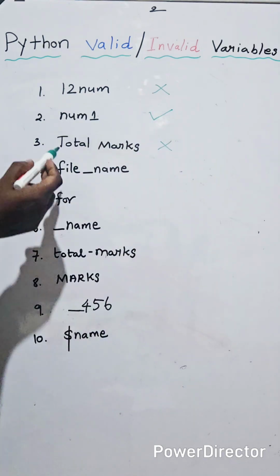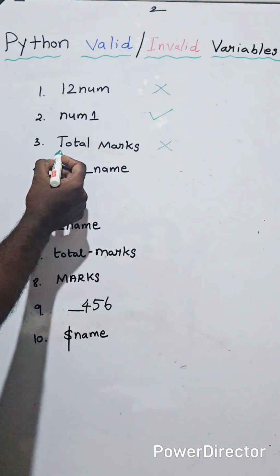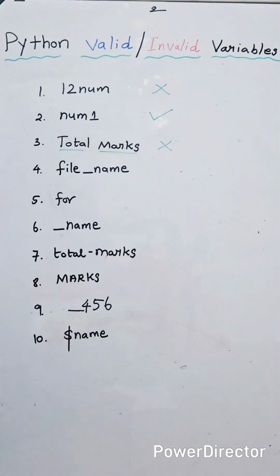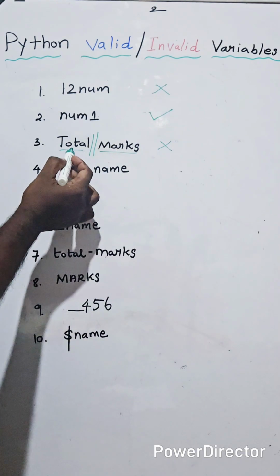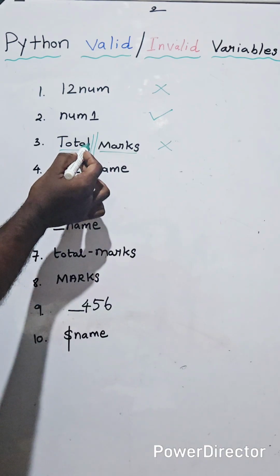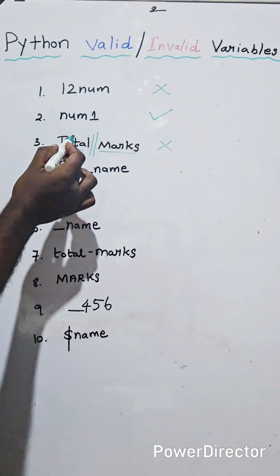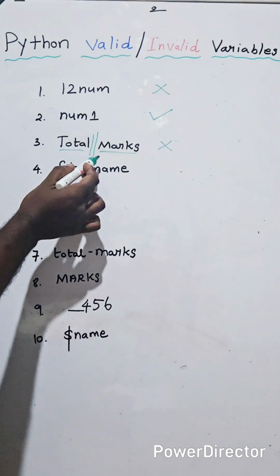Guess why this variable is invalid? Because here there are two words with a little gap. Spaces or special characters are not allowed during the declaration of a variable, so this is an invalid variable.